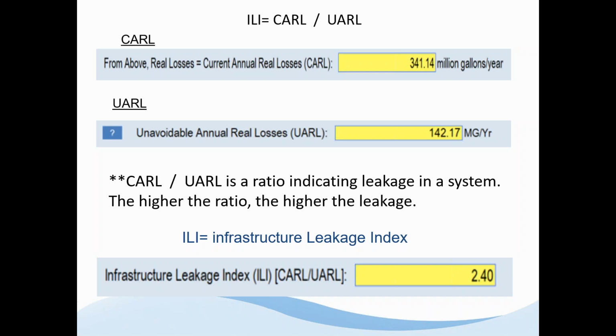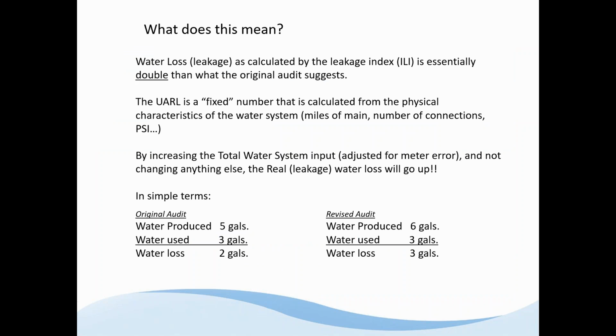So our current annual real losses jumped to 341 million, which, against our unavoidable annual real losses of 142 million, is how we get our ILI of 2.40.